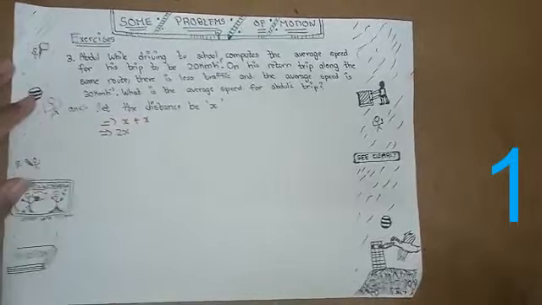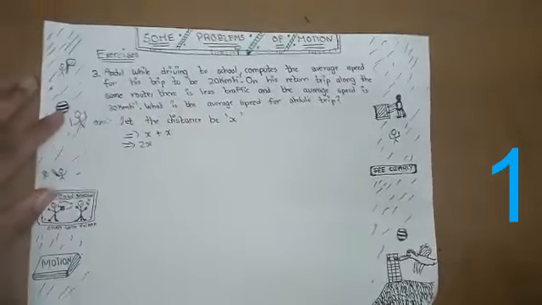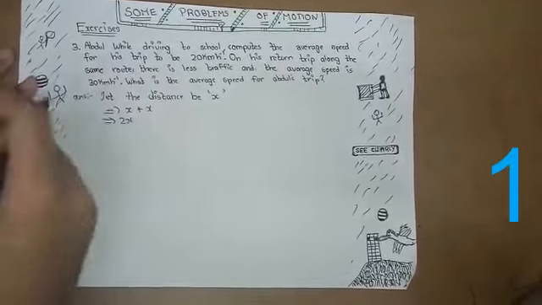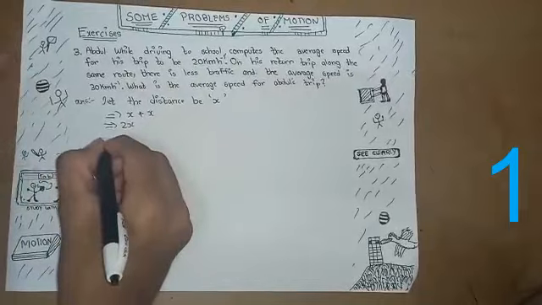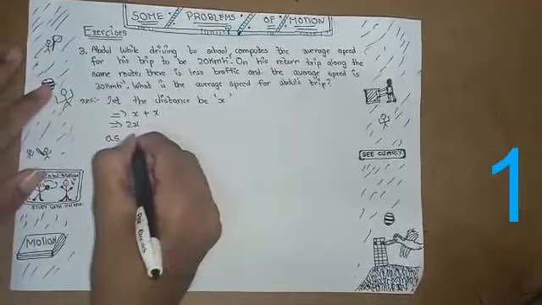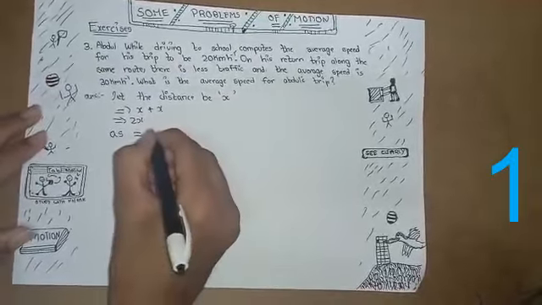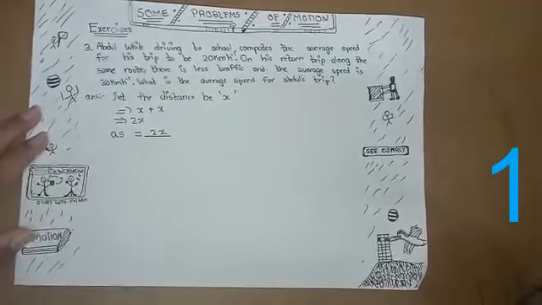So why did I do this? This is because I'm asked for the average speed for Abdul's trip. So what do you mean by average speed? What is the formula? Average speed equals total distance by total time. So average speed we take as s. Total distance is x plus x, it becomes 2x by total time. So what will be taken as time?